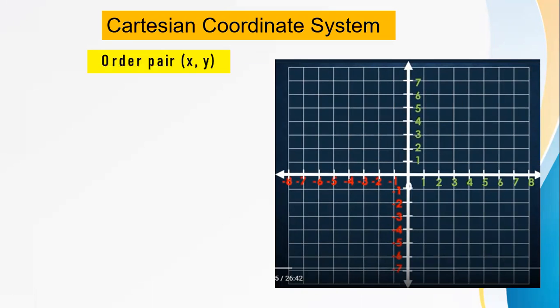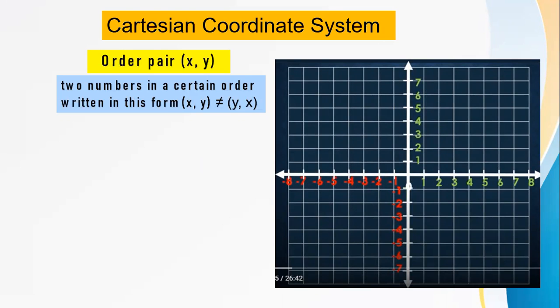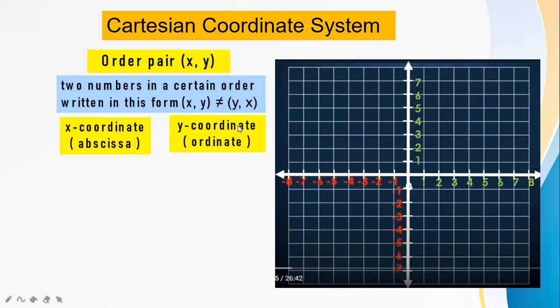Cartesian coordinate system, ordered pair: we have the x and y, two numbers in a certain order written in this form. Your first number is your x and the second number is your y. It is not equal to y and x, so it cannot be y and x. There's a difference between xy and yx. So we have the ordered pair x and y. The x coordinate, the abscissa, will be your first number, and the second number is your y coordinate, or sometimes they call it the ordinate.